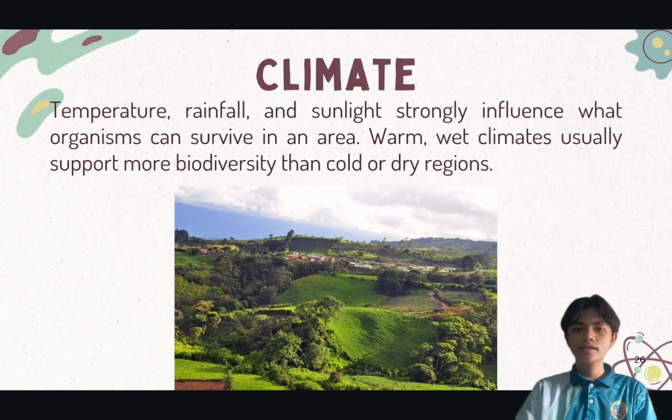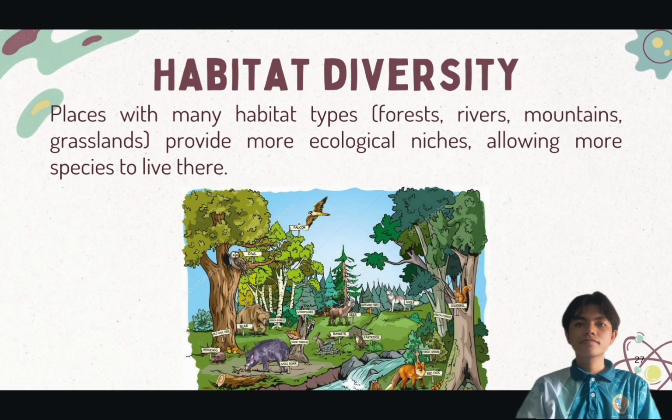On the other hand, deserts such as Sahara have very little rainfall, so only specially adapted organisms like cacti and camels can survive there. This shows that favorable climates lead to higher spatial richness, while extreme climates limit biodiversity.